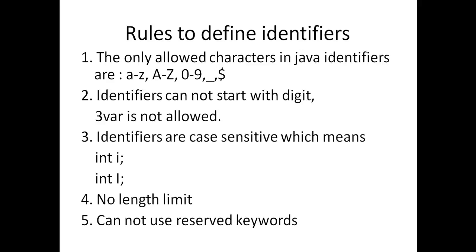The third one is that identifiers are case sensitive, which means int small i and int capital I can be used in the same program, in the same scope, because these are two different variables, two different identifiers for Java. So these are case sensitive, so you can take advantage of it, but it is sometimes not recommended.